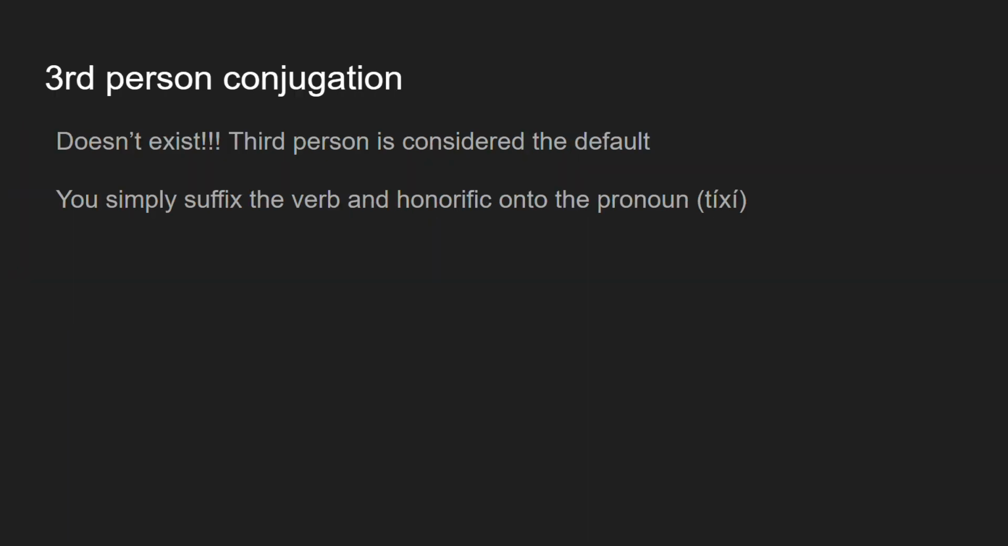Third person conjugation doesn't exist. The third person is considered the default. You simply suffix the verb and honorific onto the pronoun ichi.